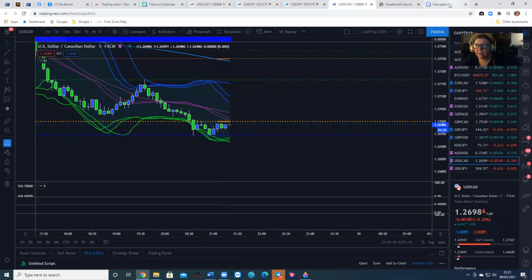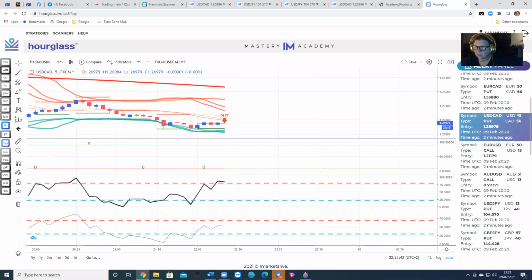So if we come over to Hourglass, you can see that on our currency strength meter, the USD has just come up. It was at about 9. It's come up to 10. Now it's up at 13. And CAD, the Canadian dollar, is the stronger currency.